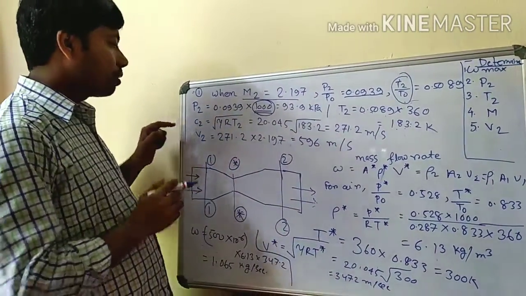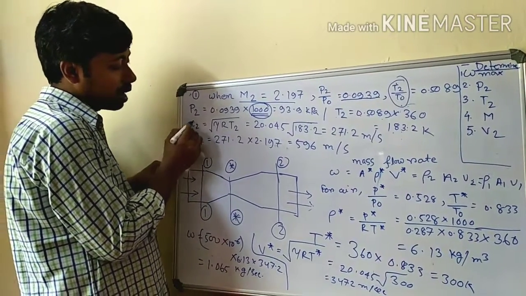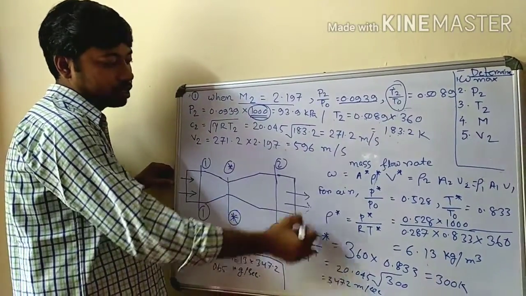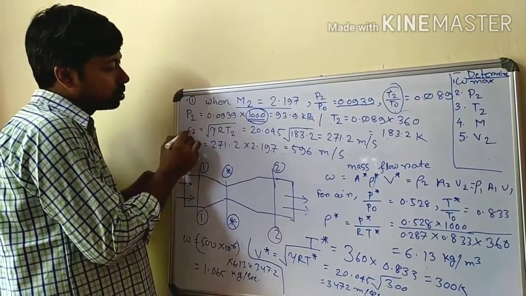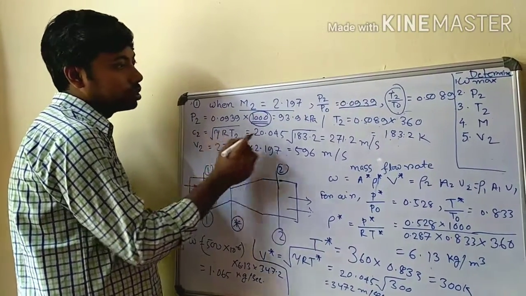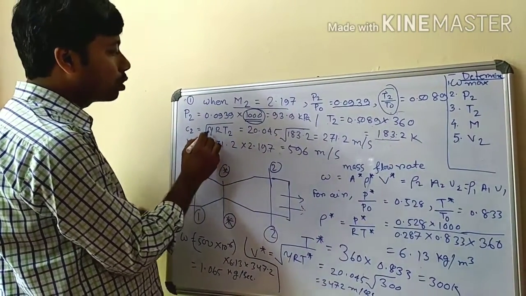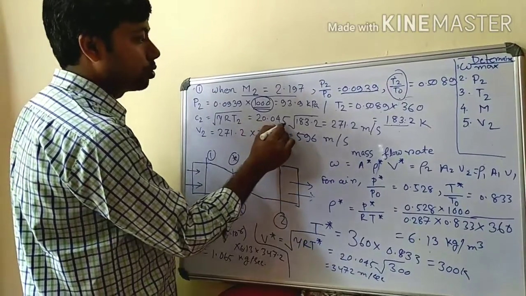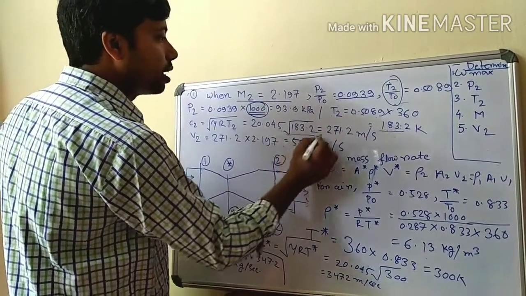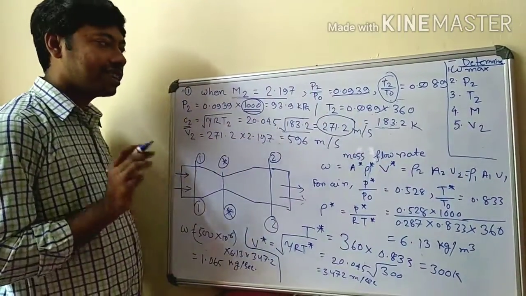Now, as you know, the sonic velocity means the velocity of sound, basically at the exit condition. If you calculate the velocity of sound, that will be C2 equal to under root of gamma r T2. The value of T2 is coming out from this equation, that is 183.2, and under root of gamma r is 20.045, and under root of T2, that is 183.2 here. So C2 will be 271.2 meter per second.